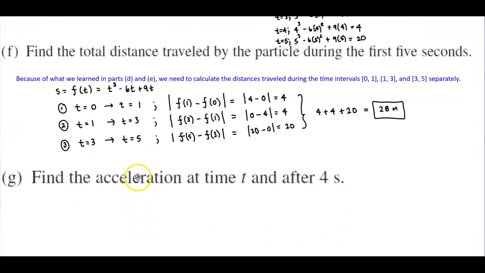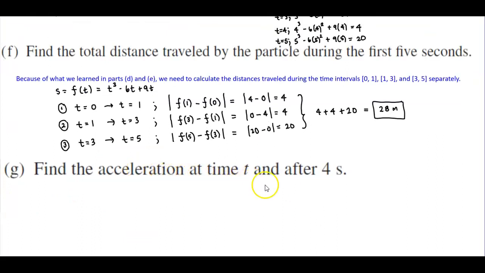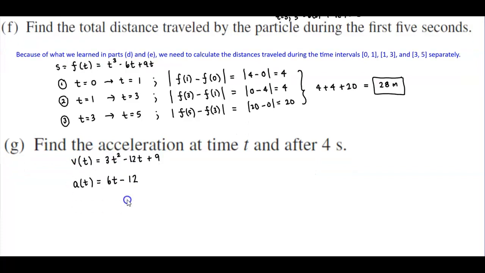Okay, now in part G, it says we want to be able to find the acceleration at time t and after 4 seconds. Well, we know that the velocity function, which is a derivative of the position function, was 3t squared minus 12t plus 9. So now we want to find the acceleration function. Remember, the acceleration function is the derivative of the velocity function. So the derivative of 3t squared is going to give us 6t, minus the derivative of 12t is minus 12, and the derivative of 9 is 0.